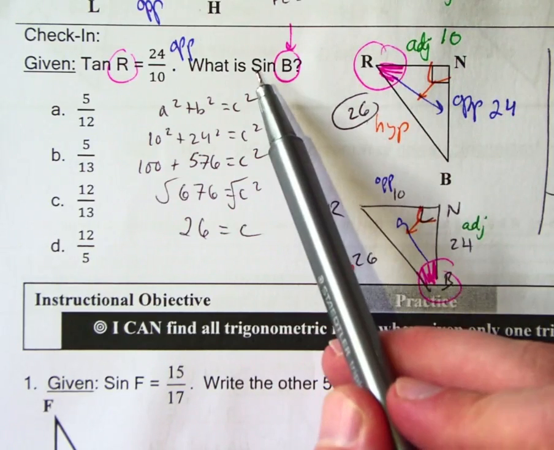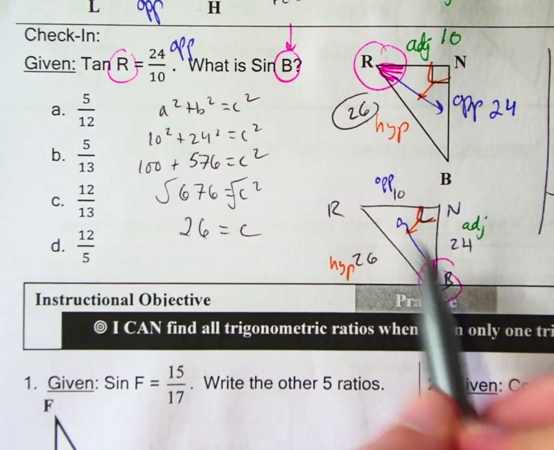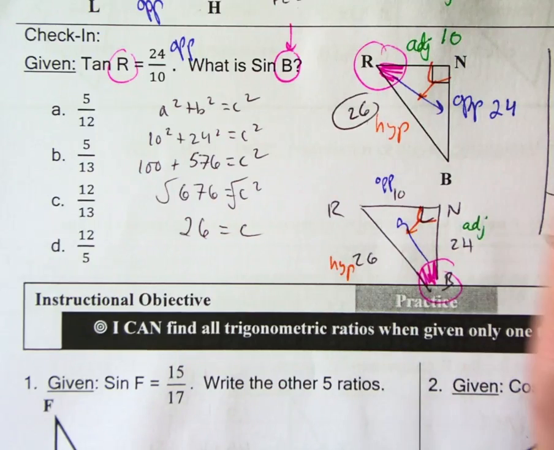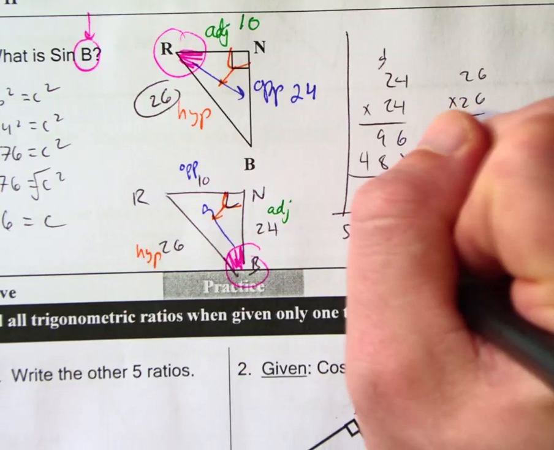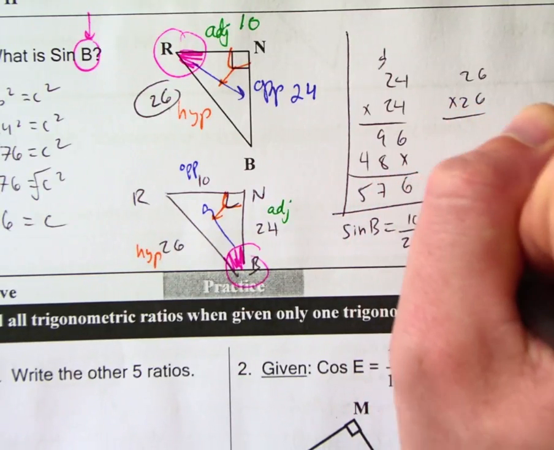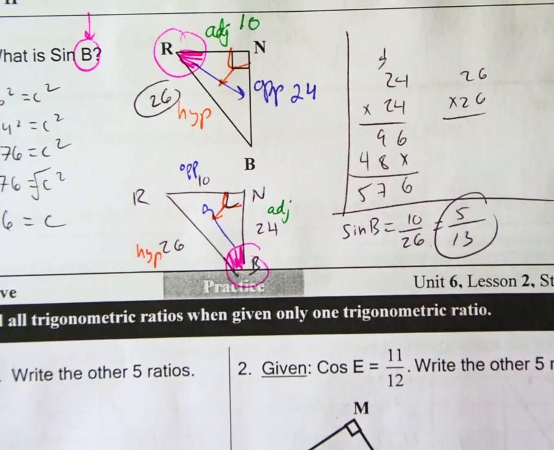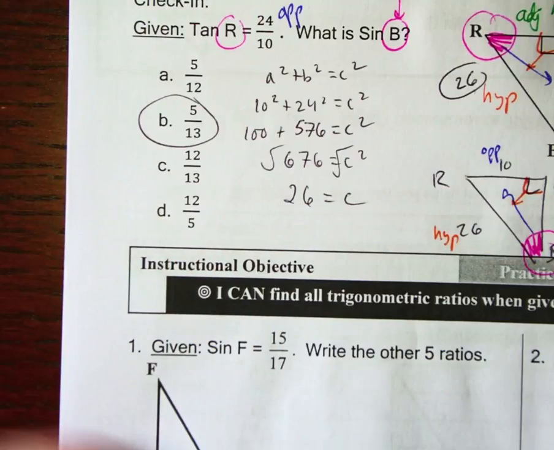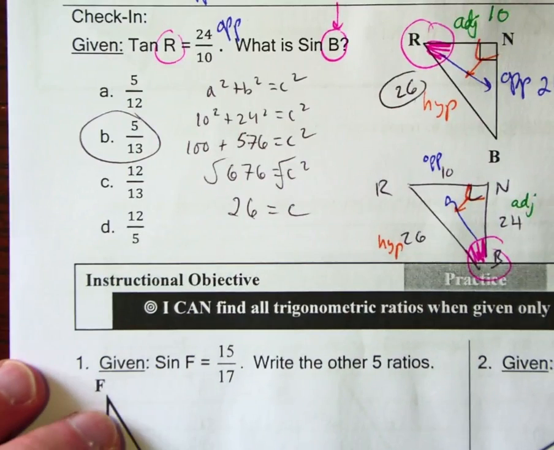So sine, we know from SOHCAHTOA, is opposite, which is 10, over the hypotenuse, which is 26. So sine of B is equal to the opposite 10 over the hypotenuse 26, and if I reduce, it's 5 over 13, which happens to be this guy right here, 5 over 13. There you have it. Good luck.